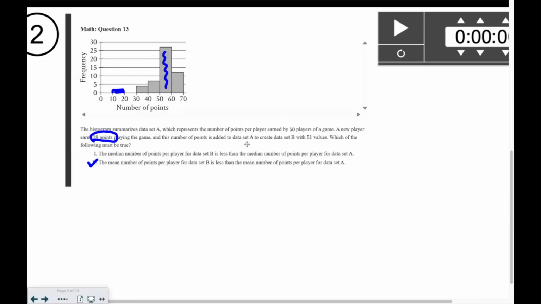So the fact that we don't know what would happen to the median tells us the key words here are "must be true." So one doesn't have to be true. It's quite possible, but it doesn't have to be true. So again, I think whoever sent this was missing the answers. The answer would have been two only.